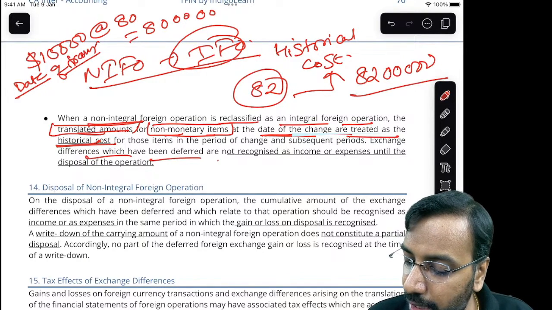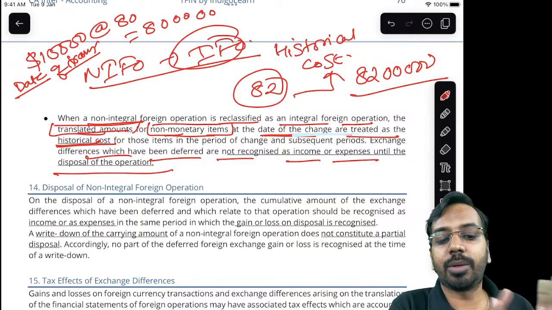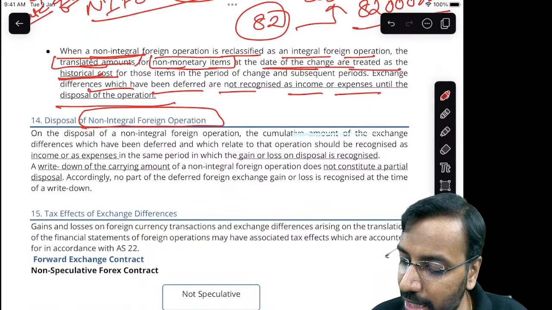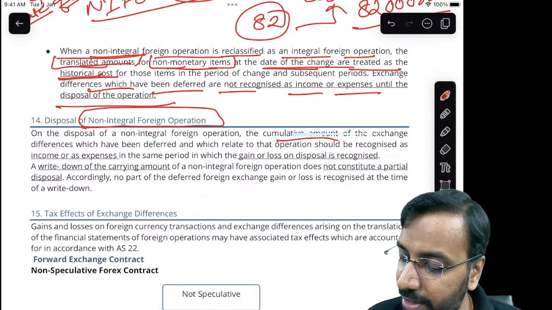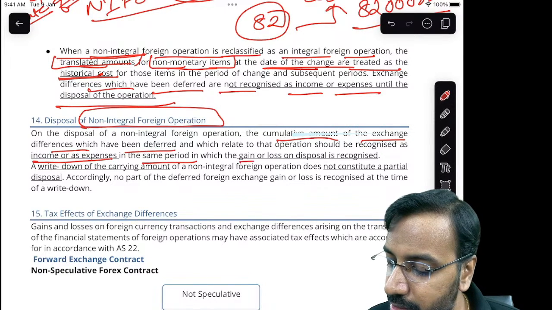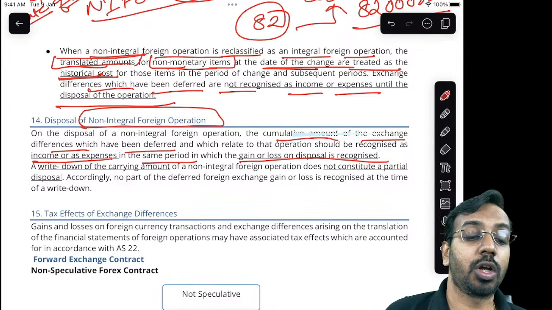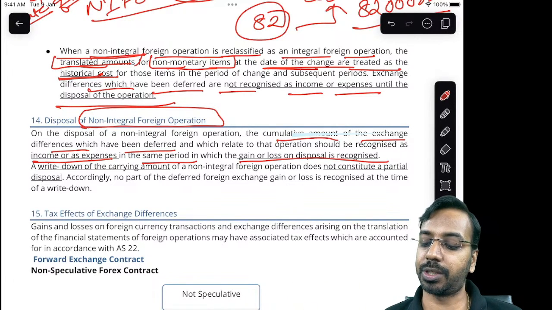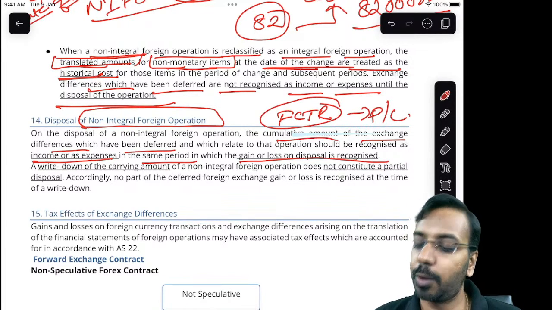Exchange differences which have been deferred are not recognized as income or expense until the disposal of the operation. So whatever is there in FCTR will continue to remain in FCTR, and when you dispose the non-integral foreign operation, the balance in FCTR will be transferred to your income statement. So the cumulative amount of exchange differences which have been deferred should be recognized as income or expense in the period in which the gain or loss on disposal is recognized. So whenever you dispose of a non-integral foreign operation, you will recognize the gain or loss on the disposal of that foreign operation, and the foreign currency translation reserve balance is also transferred to the P&L.